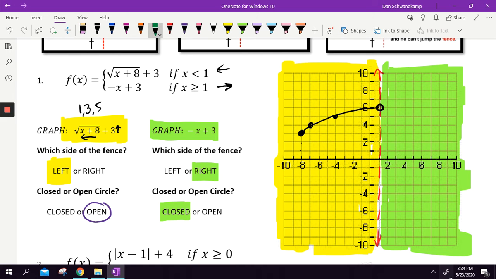So what would that look like? Well, I would start at positive 3, so I'd start right here. My slope is negative 1. It's a line, so I'm going to go down 1, over 1, down 1, over 1, down 1, over 1, down 1, over 1, and so on.